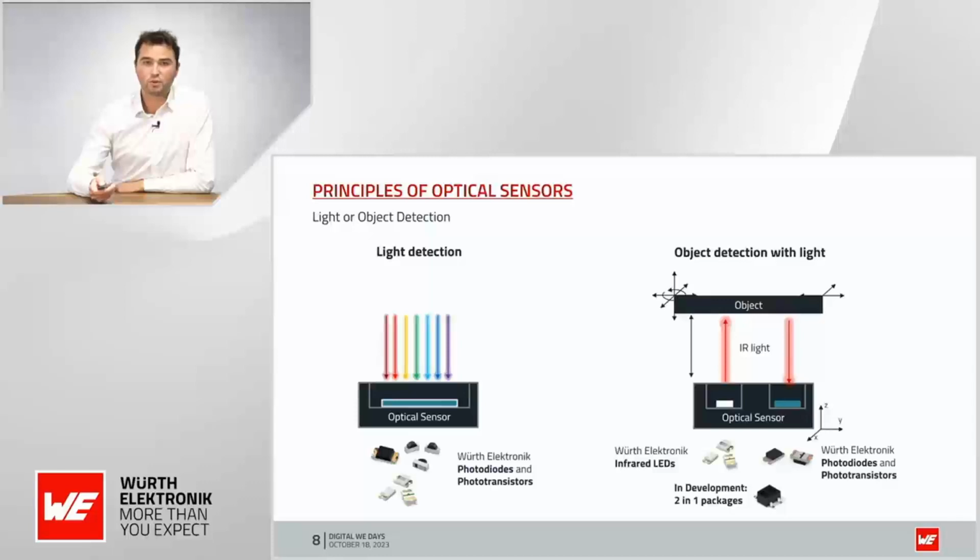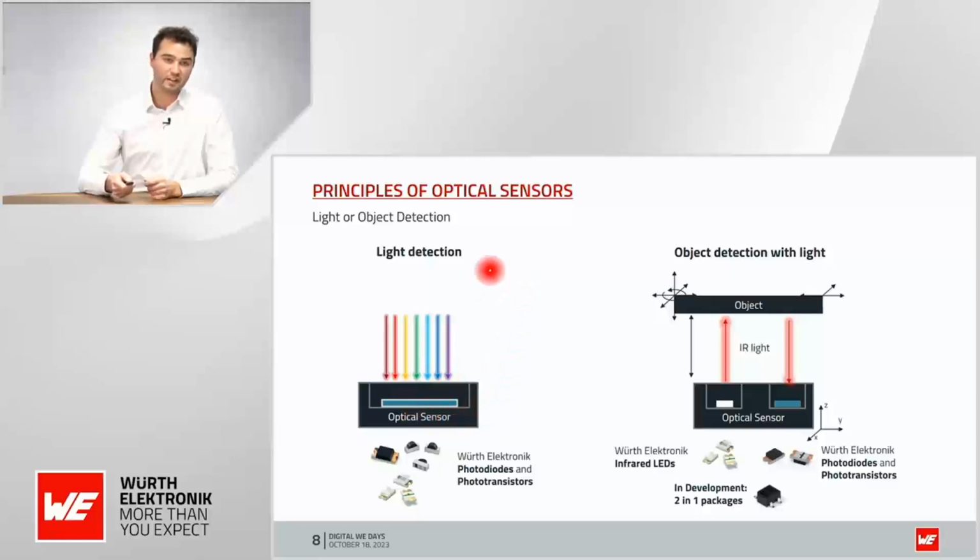Let's go now to the optical sensors. What are the principles of optical sensing? I can divide them into two basic principles. One is really simple: light detection. The goal of the optical sensor is to detect how much light or how much optical radiation comes to the sensor. A really simple example of this are our Würth Elektronik photodiodes and phototransistors. They basically are just detectors for infrared light.